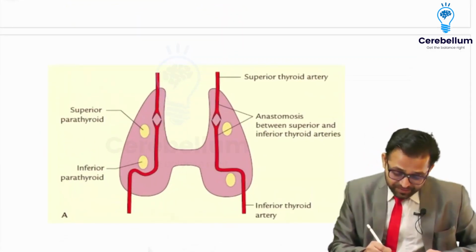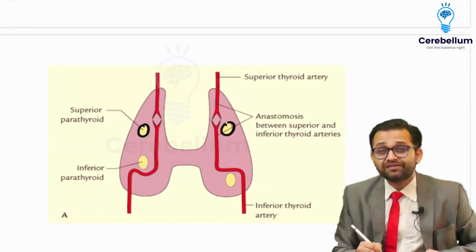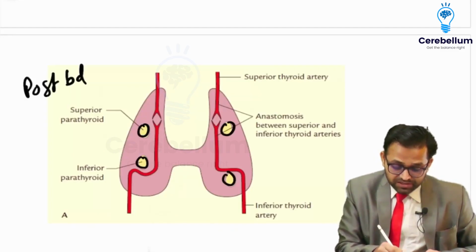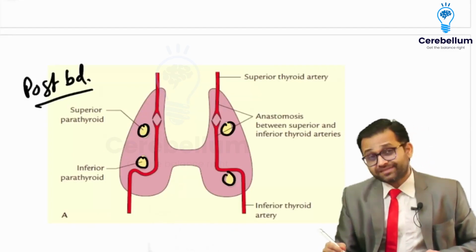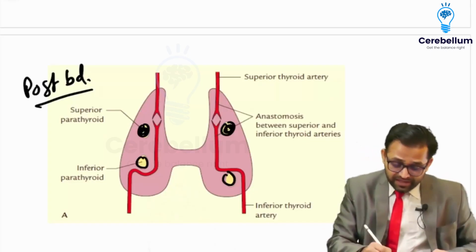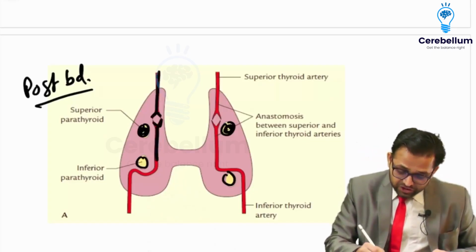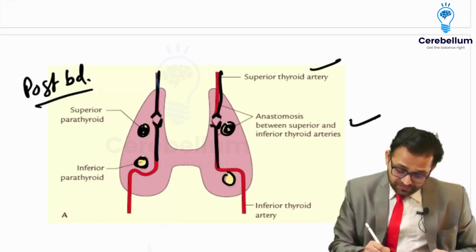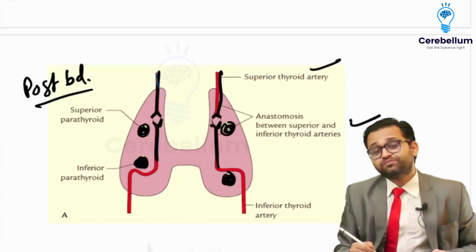Yes, there is a presence of two superior parathyroid glands and two inferior parathyroid glands along the posterior border. The superior parathyroid glands are consistent in position. They are located at the site of the anastomosis between the superior and inferior thyroid arteries. But the inferior parathyroid gland is variable in position.